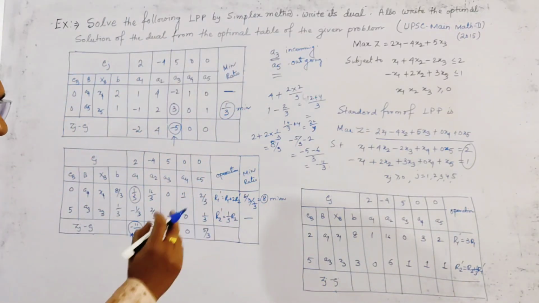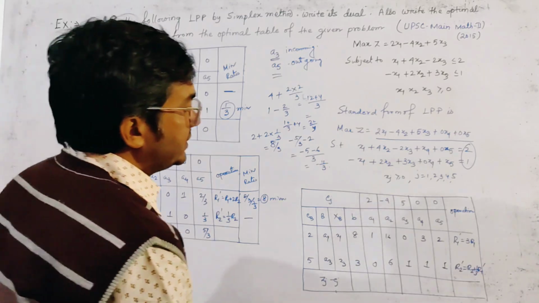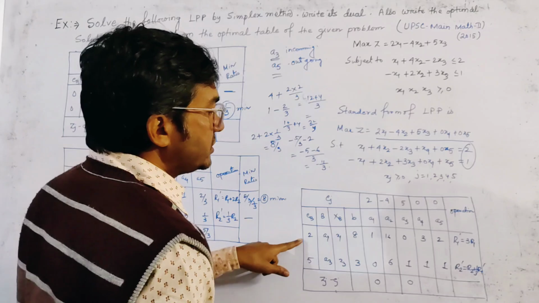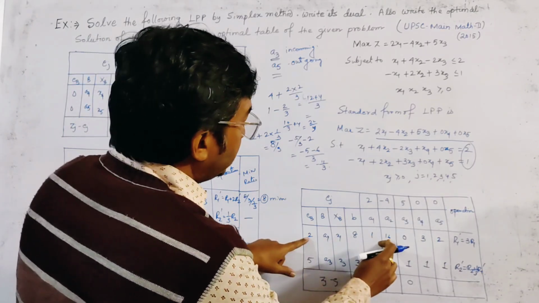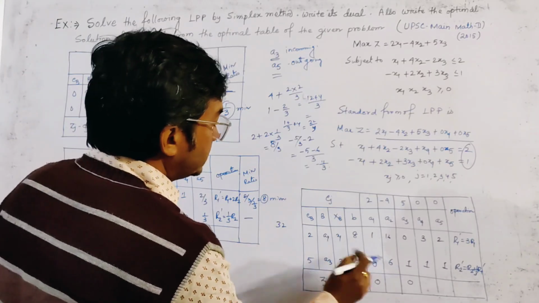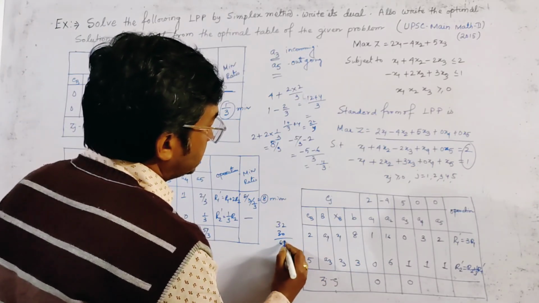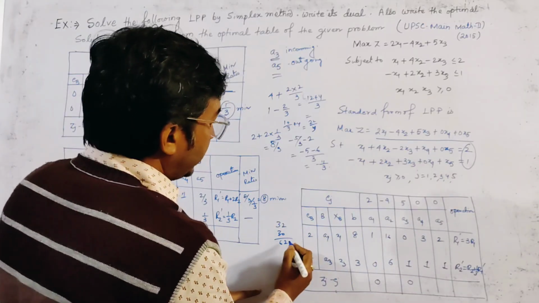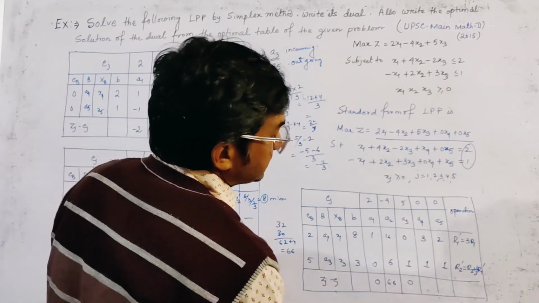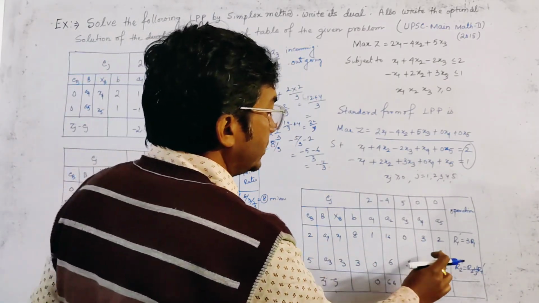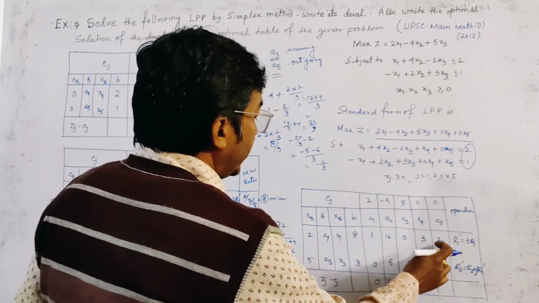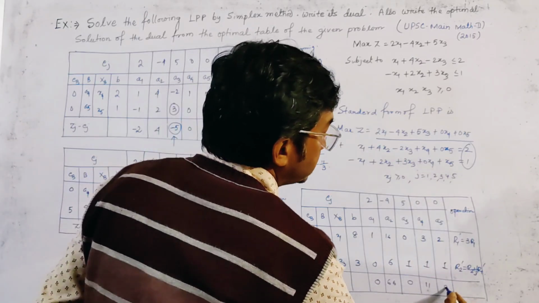Okay, now we calculate Zj minus Cj. Zj minus Cj is given by, this is 0 and this is 0 because it's a standard basis, and this is given by 32 plus 30. So this is 62. 62 plus 4, so 66. Here we write 66. This is given by 3 into 2, 6 and 5, 11. And this is 4 and 5, this is 9.